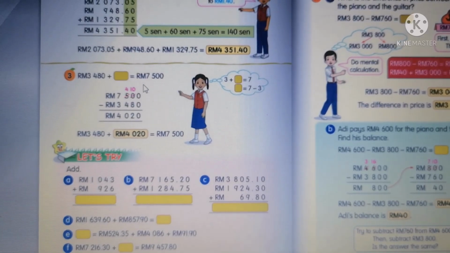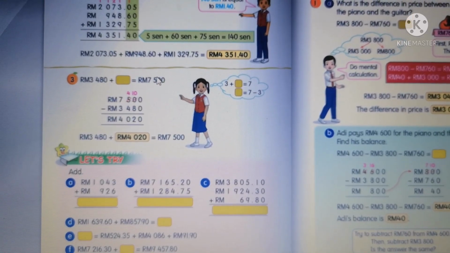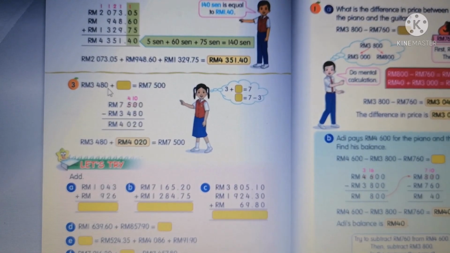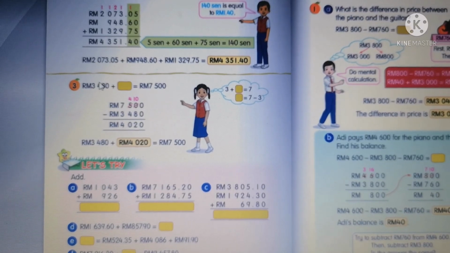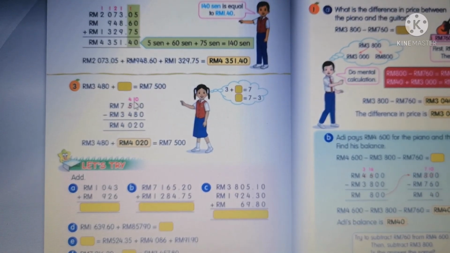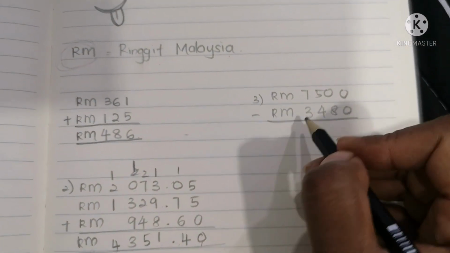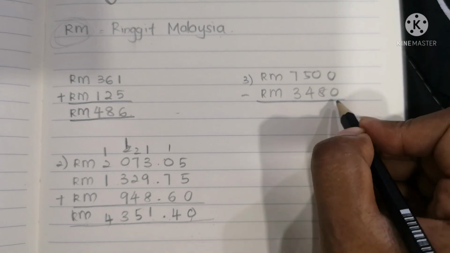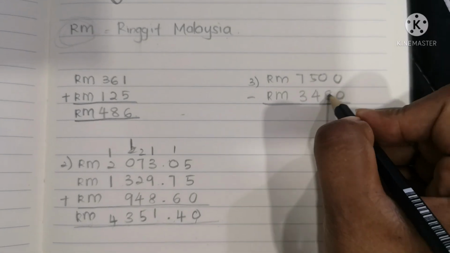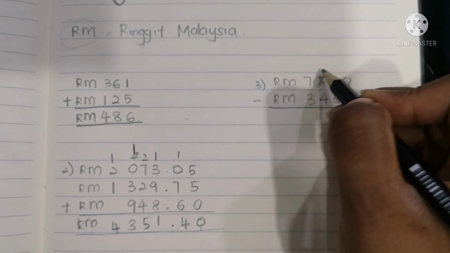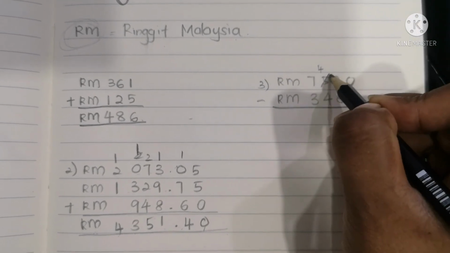So which one minus which one? 7,500 ringgit minus 3,480 ringgit. So this one you have to minus this one and you will get the answer. So can we do it now? So minus 0 minus 0, 0. Can we minus 8 from 0? Cannot. So we have to borrow from the neighbor. Borrow 1, it will become 4. You will give 1 to this one.